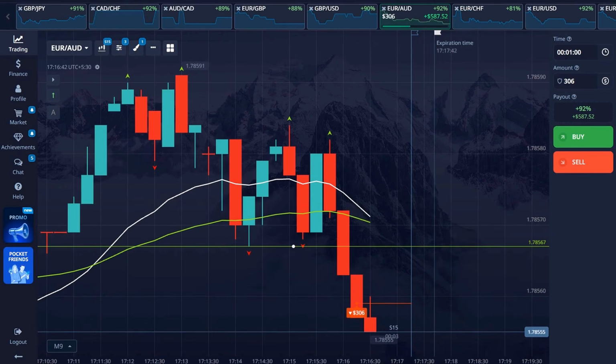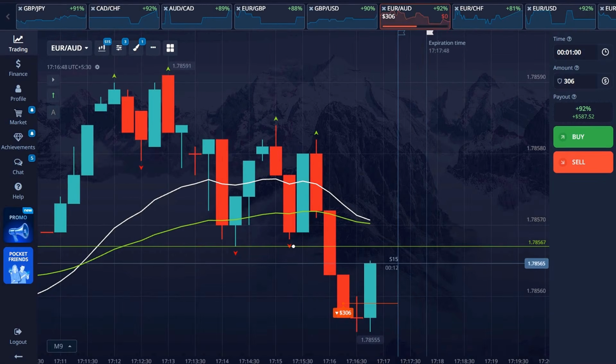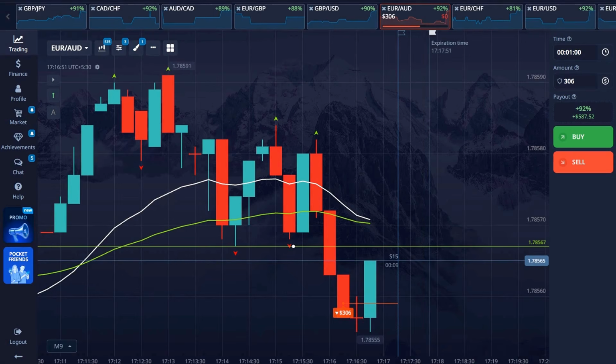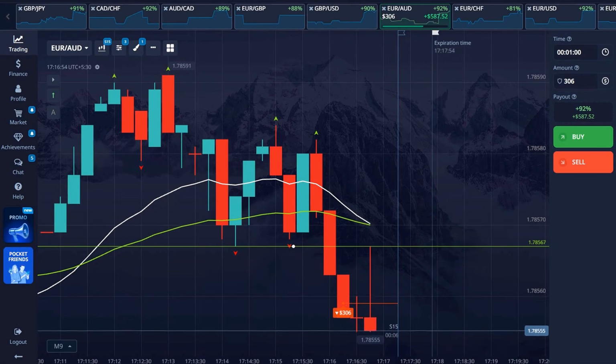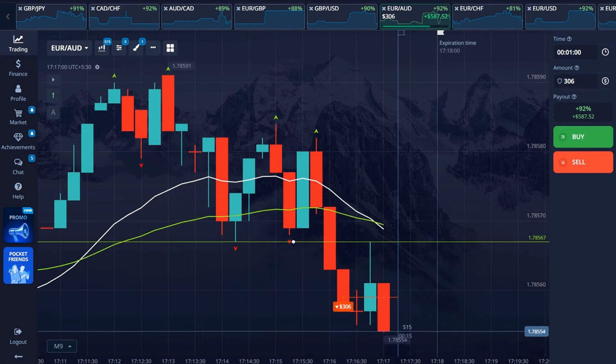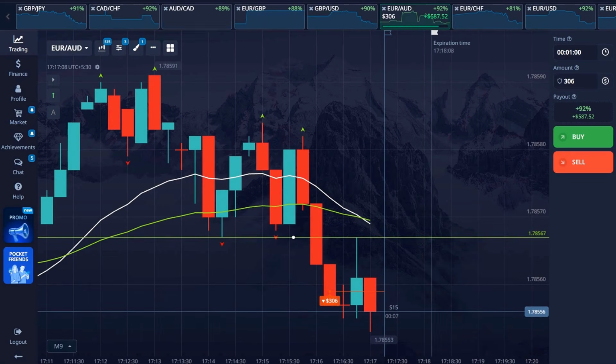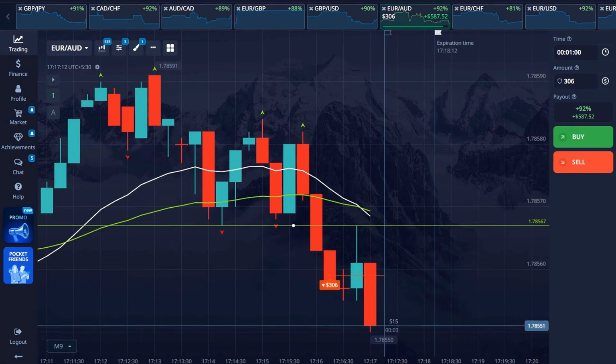Also, notice that the candles are forming below both EMA lines, showing a downward trend. At this point, I entered a sell trade, expecting price to continue lower. As the trade moved forward, you can see price continued dropping below my entry point. This confirms that the breakout was genuine, not a false signal.